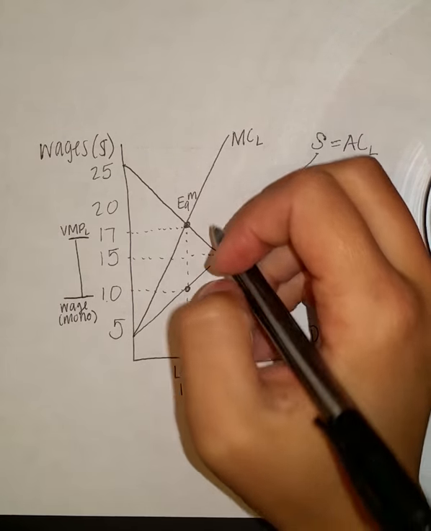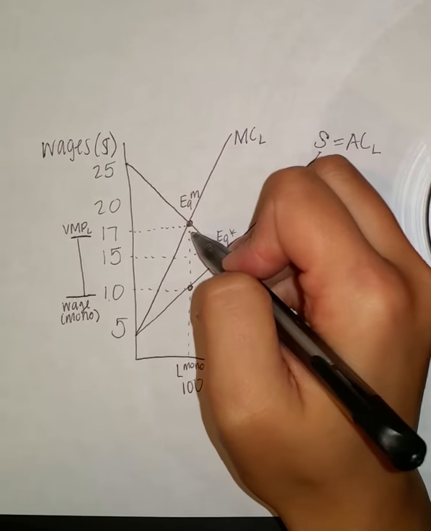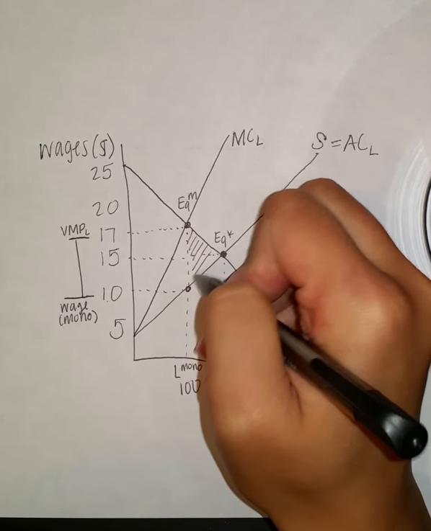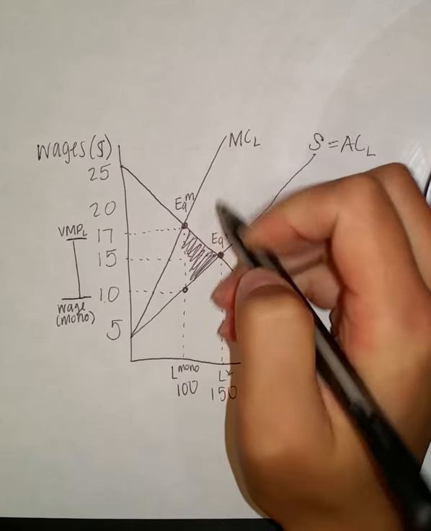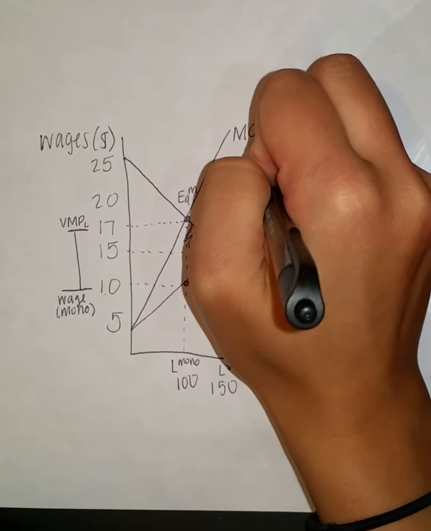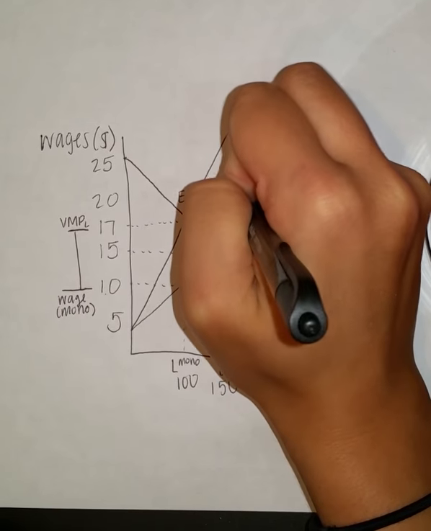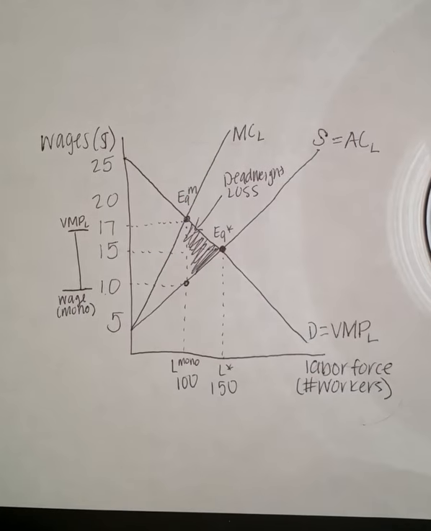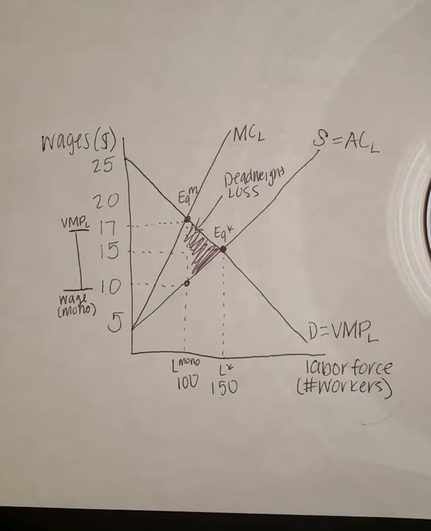This area, shaded in right here, is known as deadweight loss. In this case, fewer workers are employed than in a perfectly competitive market, and these workers are also paid less than those in perfectly competitive markets.